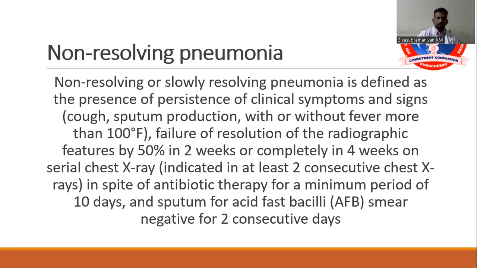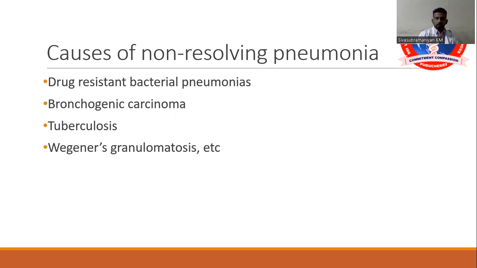So let's see the causes of non-resolving pneumonia. The most common causes are drug-resistant bacterial pneumonias. We have methicillin-resistant Staphylococcus aureus, which is the major cause of non-resolving pneumonia in the hospital setting. And you have other drug-resistant causes, multi-drug-resistant tuberculosis, and tuberculosis associated with HIV, which also poses a problem of MDR pneumonias, and that is the most common cause, followed by bronchogenic carcinoma.